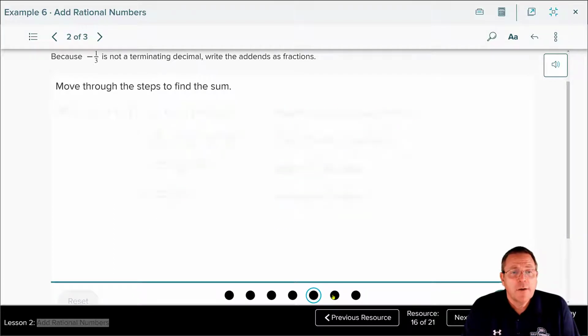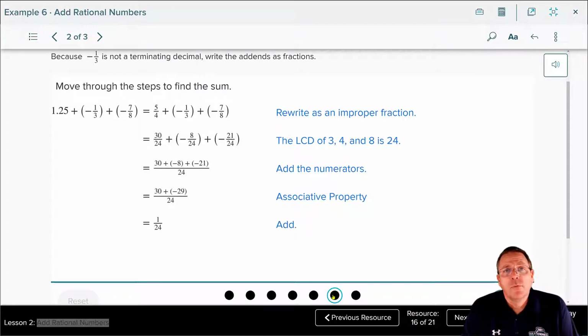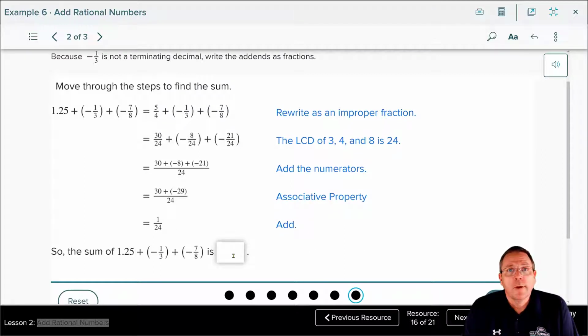I wouldn't have done it that way. And then 30 minus 29 gave them the same 1 over 24 that I got for my answer. I'm not going to bother typing it in because right there they tell you what the answer is. A couple of different ways to skin the cat. I like my way better.